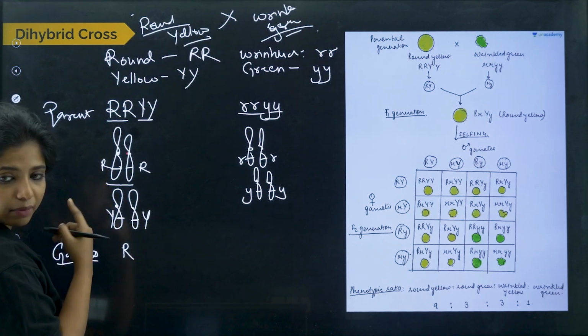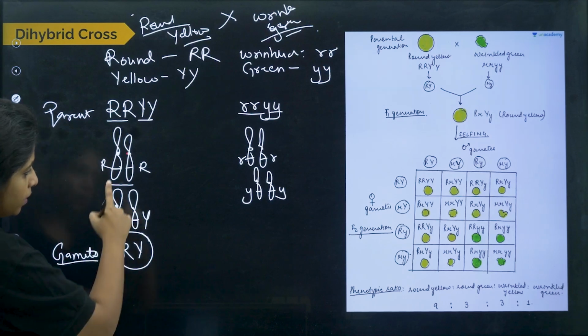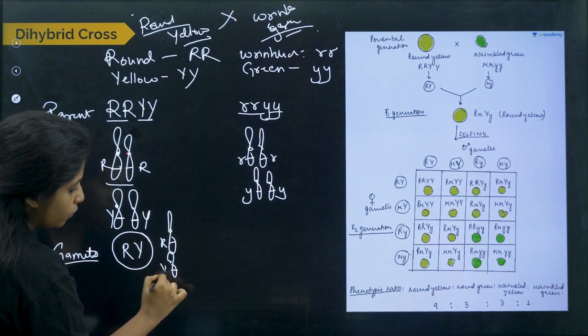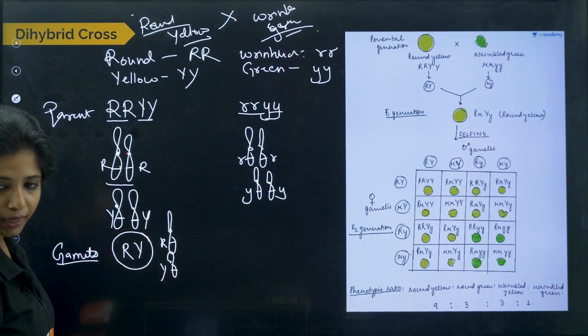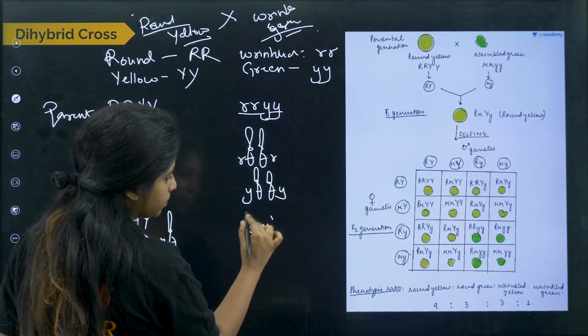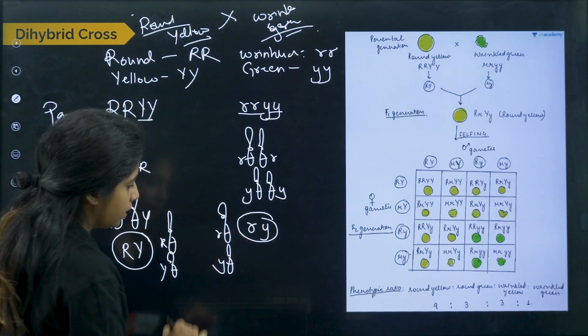Either capital Y or capital Y. Whatever I do, it will be capital Y. So can I say this is the combination that I get? Suppose if you are not able to understand, one chromosome from here and one chromosome from here is coming. Now over here, similarly, small r can come or small y can come. So it will be either small r or small y.